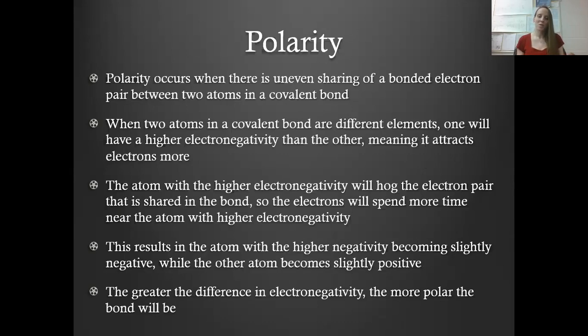atoms. So anytime you have a covalent bond and the two atoms that are covalently bonded are different elements, one of them is always going to have a higher electronegativity than the other. And the one with the higher electronegativity will have a stronger pull on the electrons in that bond, meaning that you're going to have an unequal sharing of those electrons. Whichever atom has the higher electronegativity is going to end up slightly negative, and the atom with the lower electronegativity is going to end up slightly positive. The bigger the difference in the electronegativities between those two atoms, the more polar that bond is going to be.